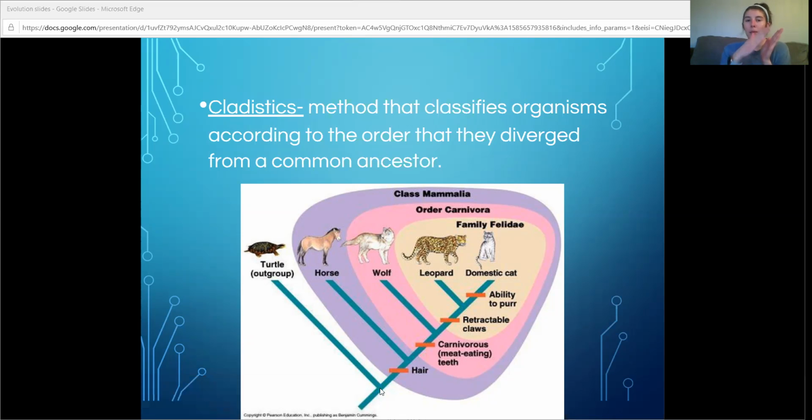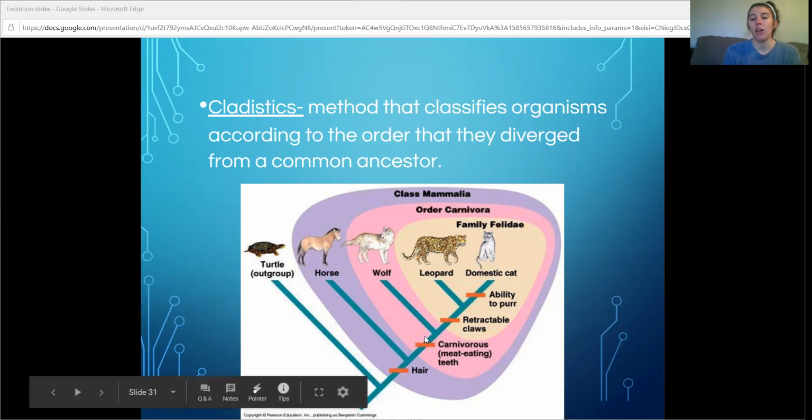So as we go up that cladogram, we are going to see where the different organisms branch off. Typically, we see these descriptive words here on the side. So this word at the bottom, hair, that means we started off with a common ancestor down here, and the turtles are the outgroup over here. Then this organism developed hair, so now we branch off, and the rest of these organisms should have hair. We know that a horse has hair, a wolf has hair, a leopard has hair, and a cat has hair.